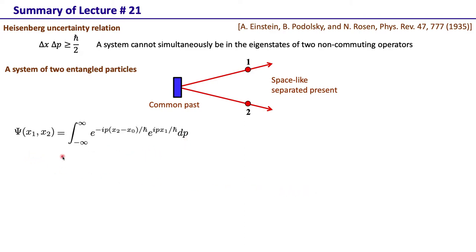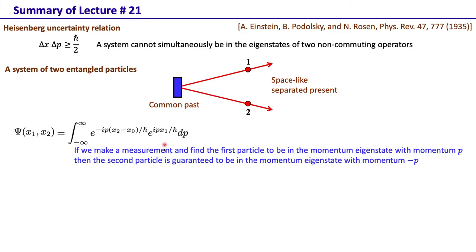For such a state, if we make a measurement, the system will collapse into one of these two-particle states. We see that one is an eigenstate of the momentum operator of the second particle with momentum minus p, and the other is an eigenstate of the momentum operator of the first particle with eigenvalue p. So if we make a measurement on this two-particle system, we will end up getting one of these. The outcome would be that if the first particle is found to be in the momentum eigenstate with momentum p, that means if this is detected, then the second particle is guaranteed to be in the momentum eigenstate with momentum minus p.